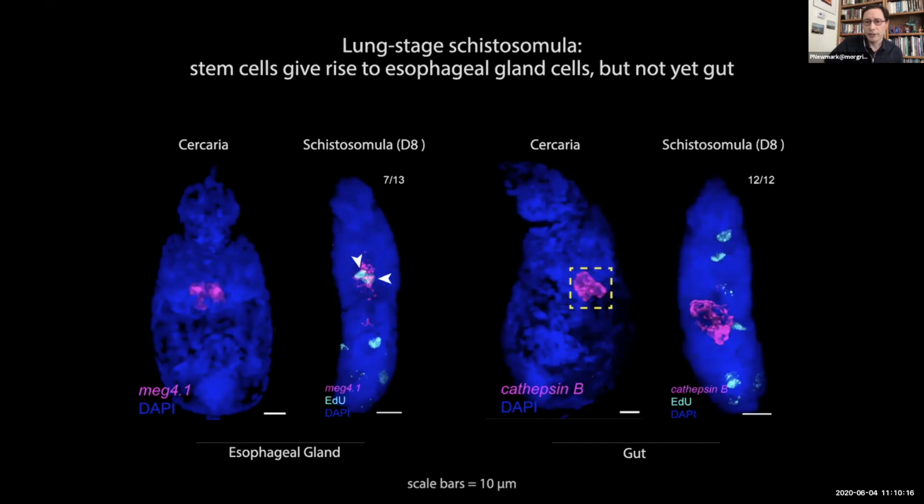Interestingly, when Jay does the same experiment with the gut marker, he never sees incorporation in the gut at this lung stage. This was really surprising to us because one would imagine that the gut and its associated organs, in this case this gland associated with the esophagus, would form together. And that wasn't the case. We see the esophageal gland forming earlier than the gut proper.